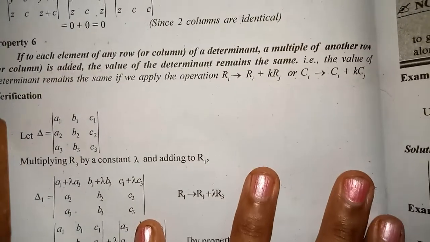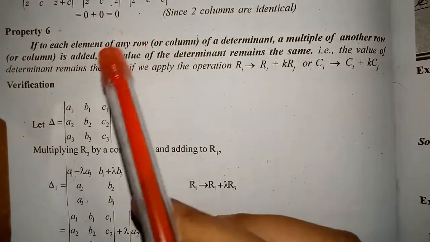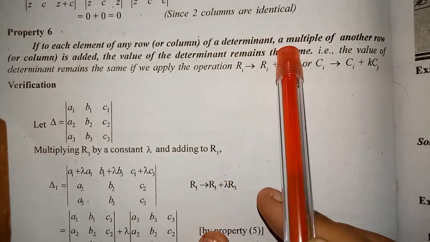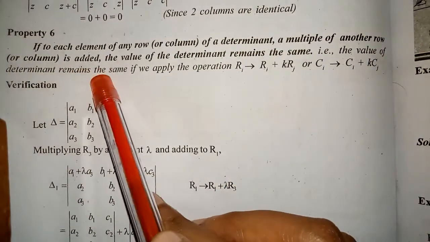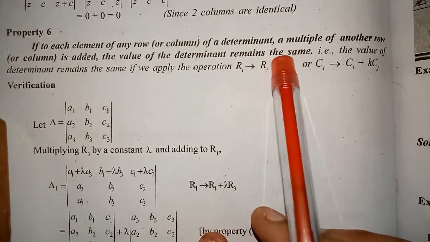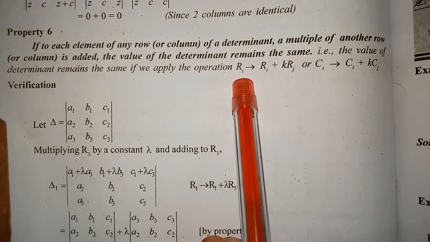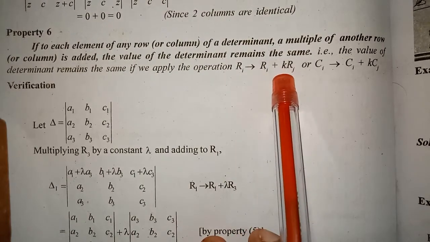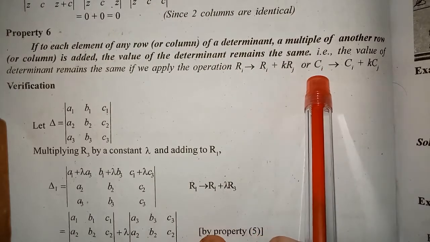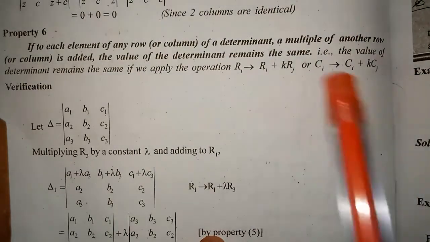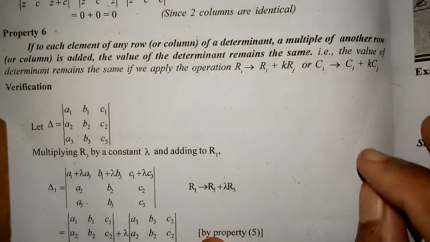Now the last property of determinants we are going to study is property number 6. If to each element of any row or column of a determinant, a multiple of another row or column is added, then the value of the determinant is the same. Alright, so what is it saying? If Ri is changed to Ri plus a scalar times some other row, or in columns, Ci to Ci plus K times some other column, then delta and delta 1 are the same.